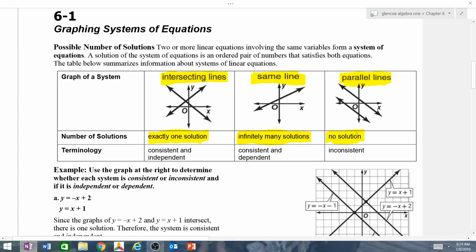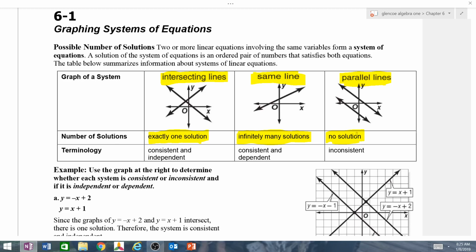So important fact number 1, 2, and 3. Systems of equations, look up here, can have one solution if the two lines intersect. They can have infinitely many solutions if it's the same line, or they can have no solution if they are parallel lines.